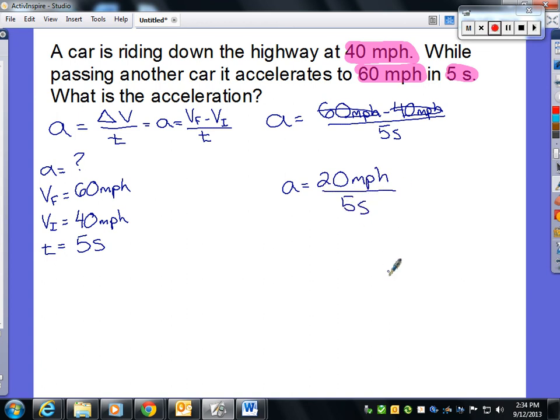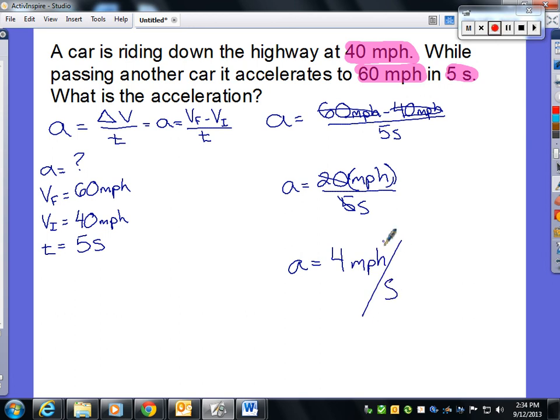Okay, this is a little different than we've seen in class before, but we'll talk in a second about how it still works out. The next thing we do is use our numbers. Our numbers go first. 20 divided by 5 is 4. Now look at our units. It makes sense. We have a velocity unit on the top, which is fine, and we have a time unit on the bottom. So we have our velocity unit, our time unit. So it's 4 miles per hour per second.